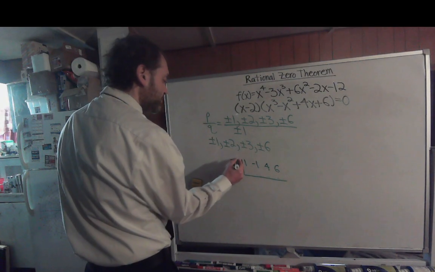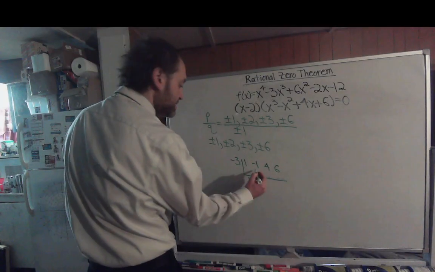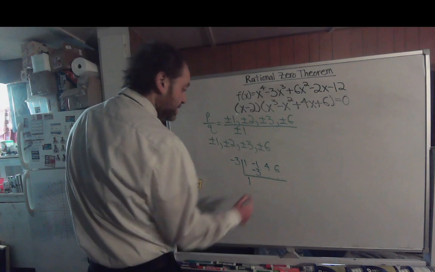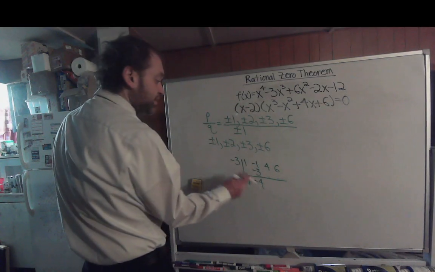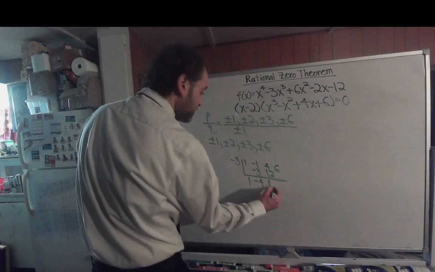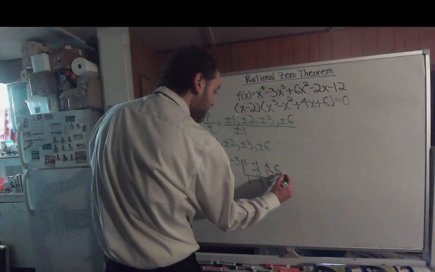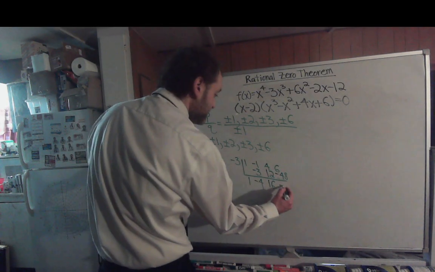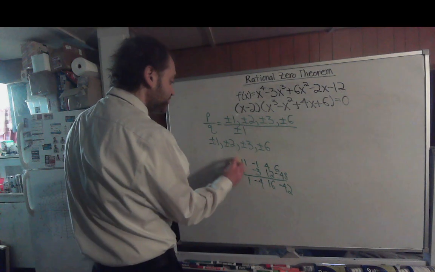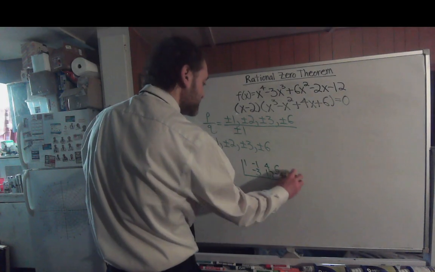Now let's try negative 3, then we'll go for our 1s. So bring down your 1. Negative 3 times 1 is negative 3. Well, negative 1 plus negative 3 is going to be negative 4. Negative 3 times negative 4 is 12. 4 plus 12 is 16. Negative 3 times 16 is negative 48. 6 minus 48 is negative 42. Yep, so negative 3 is also not going to work. I really think the solution's with one of those ones.